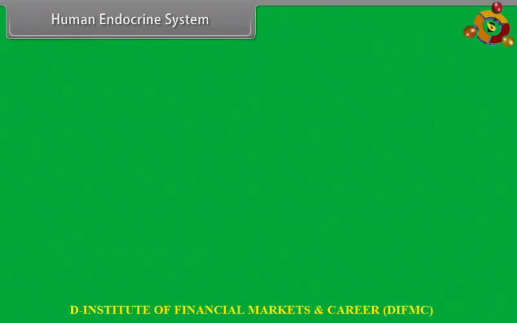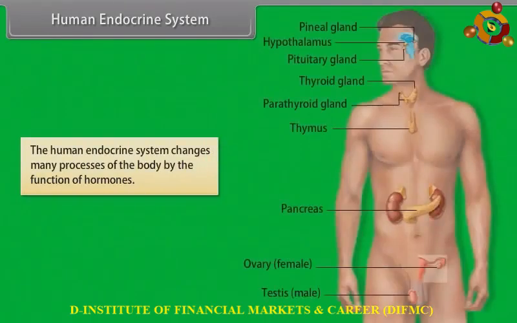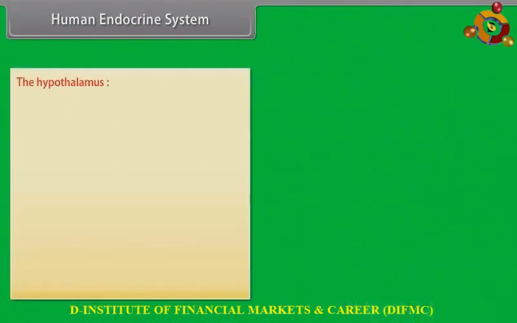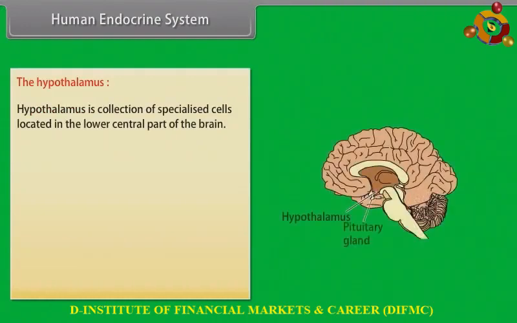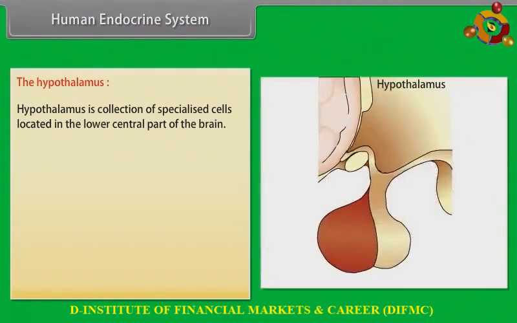Human endocrine system. The human endocrine system changes many processes of the body by the function of hormones. The hypothalamus. Hypothalamus is collection of specialized cells located in the lower central part of the brain.